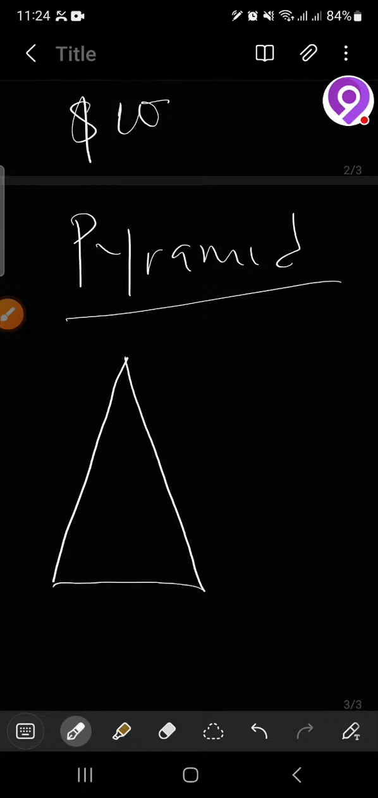Now this pyramid style is very, very easy. Okay, so this is it. You have something like this. It's better you start from small to high.